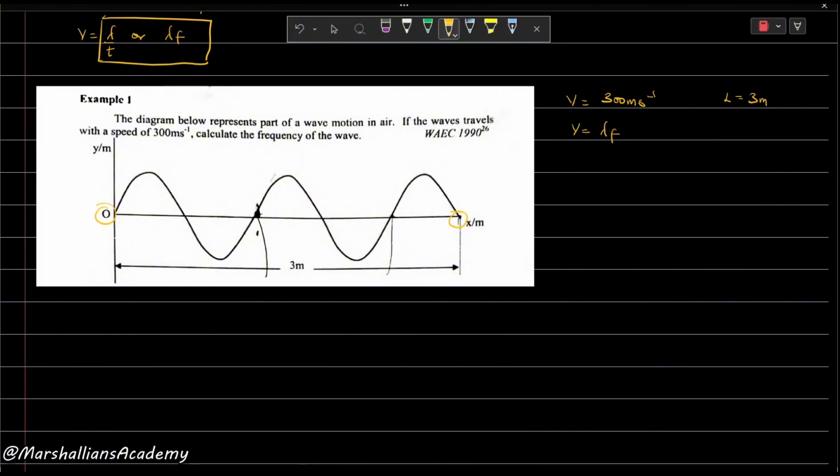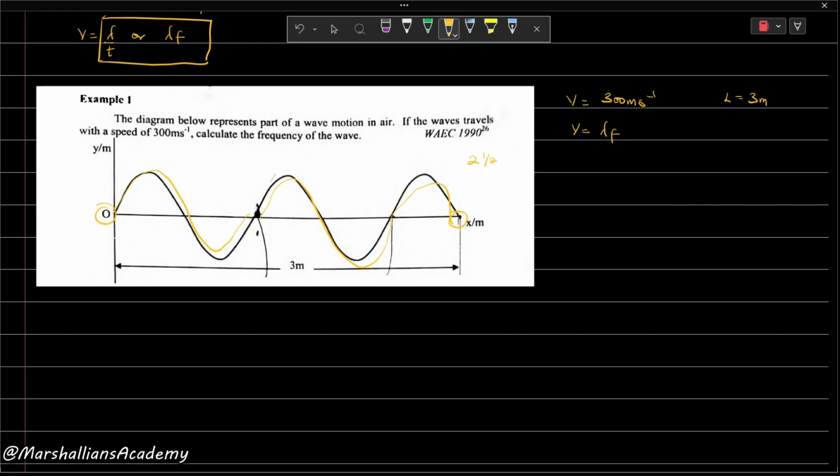The question is, how many wavelengths do we have in this length? Look at it. Let's go together. This is one wavelength. One. This is two wavelengths. And this is half wavelength. So basically, we have 2.5 wavelengths. Or we can say we have 5 over 2 lambda. Now, if we establish the relationship that 5 over 2 lambda is equals to 3 meters, I hope you understand this relationship. If 2.5 wavelengths is equals to 3 meters, then we can find lambda.